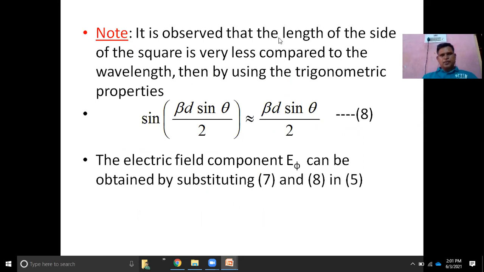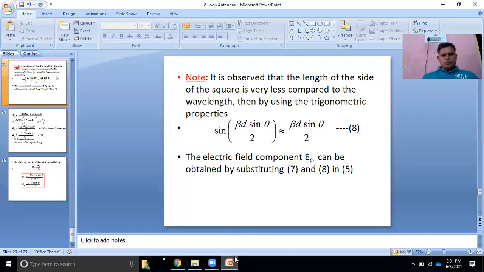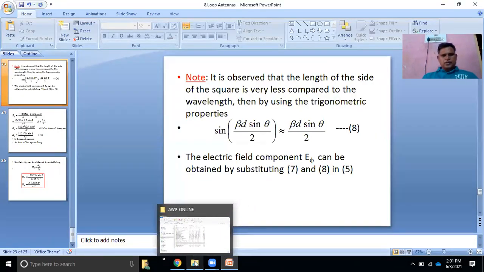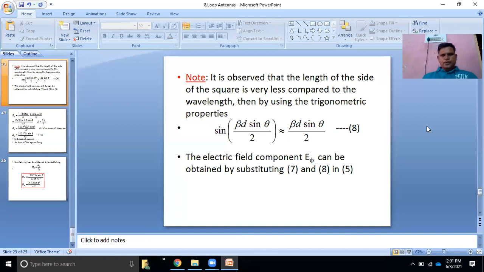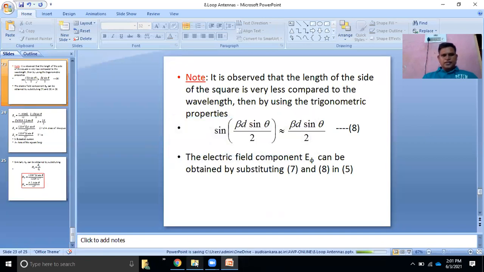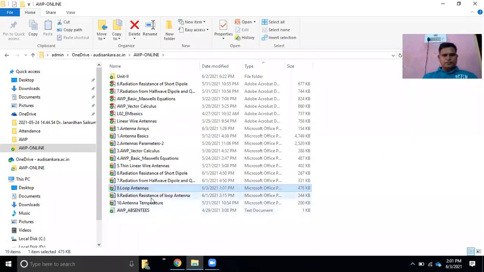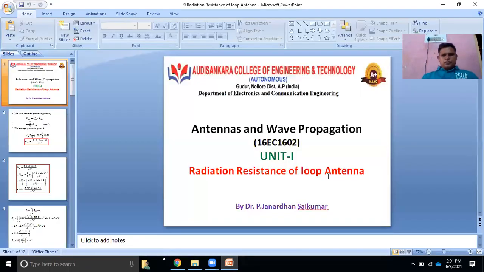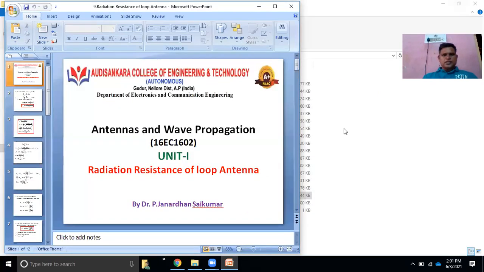Now I want to start another topic, that is the radiation resistance of loop antenna. Here, this is the radiation resistance of loop antenna.